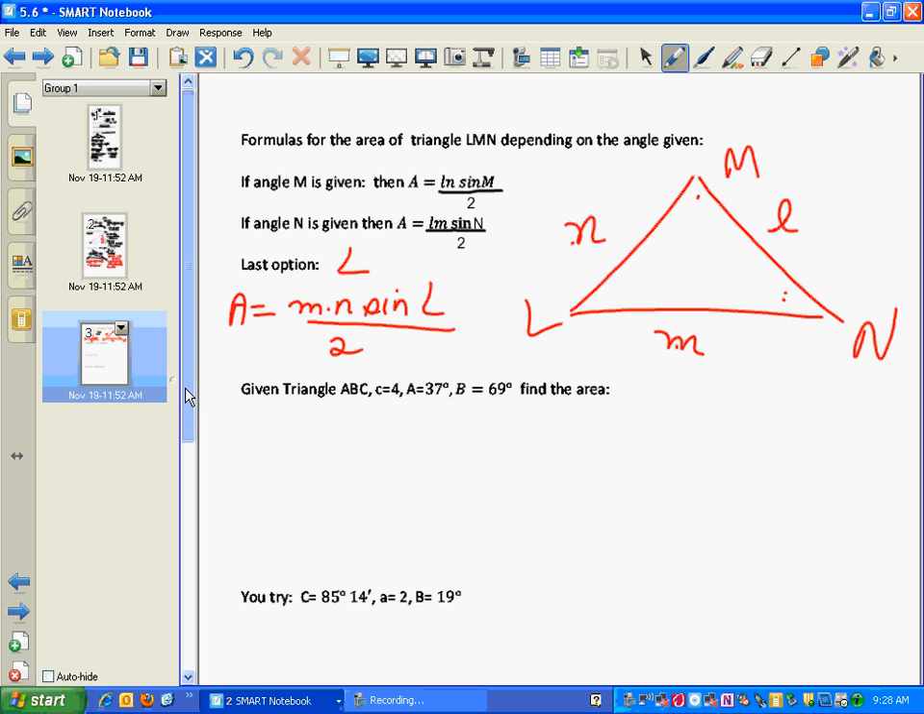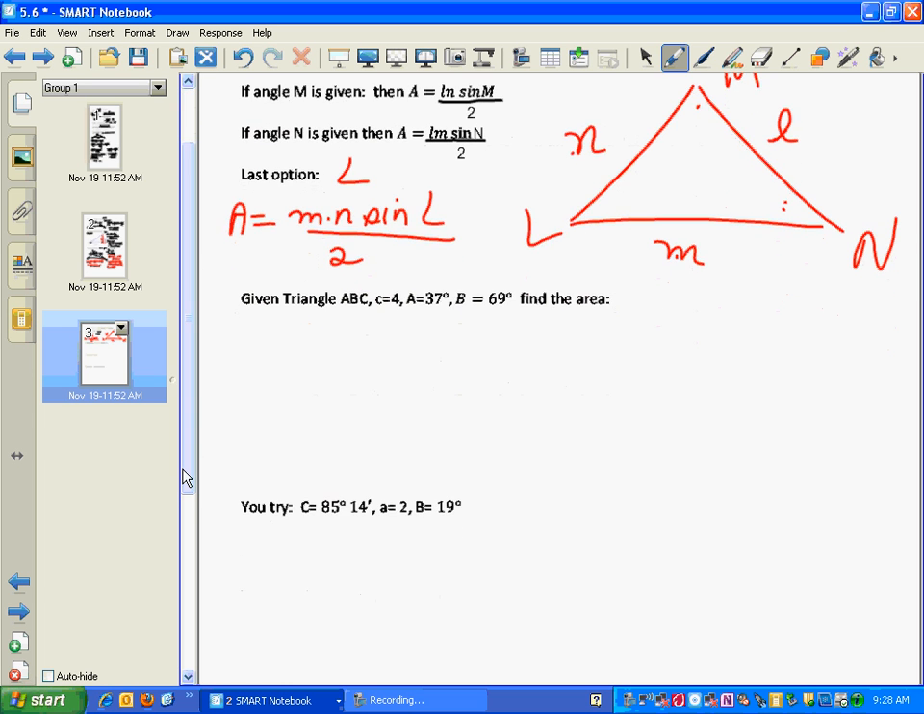That only works for side angle side. Now in this case, I'm giving you different pieces of information. If this is angle A, angle B, and angle C, in this case, I give you 4, 37 degrees, and 69 degrees. So I've just given you angle side angle, and this method's not going to work. Does that make sense? Side angle side.